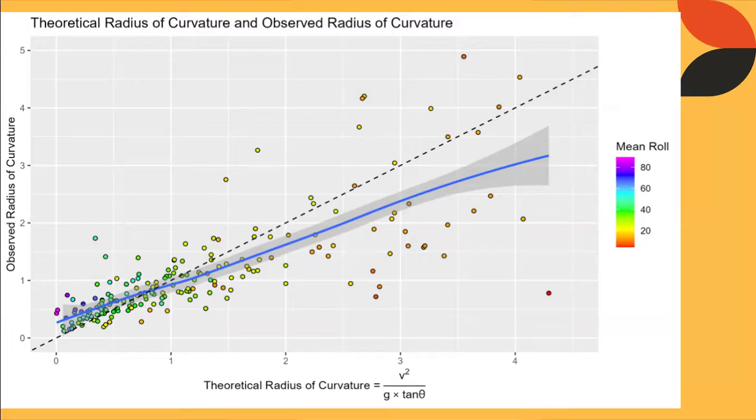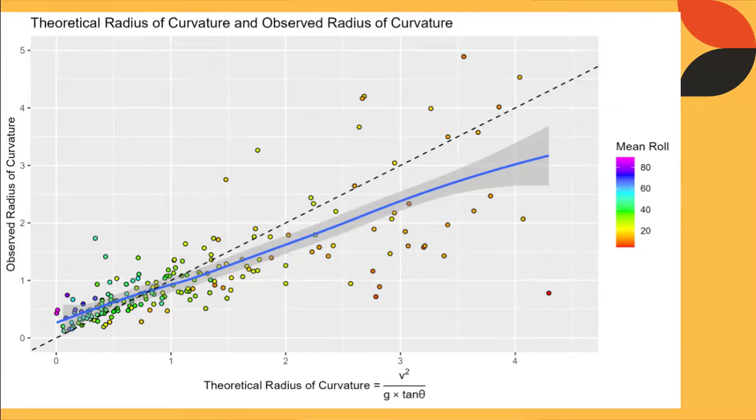Can you explain what's on the y-axis? Oh, yes. Thank you. So the observed radius of curvature is on the y-axis and the theoretical is on the x-axis. So we're just seeing a pretty good one-to-one relationship between those two variables.